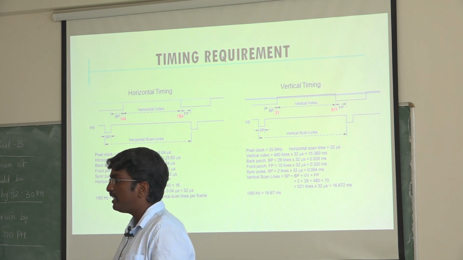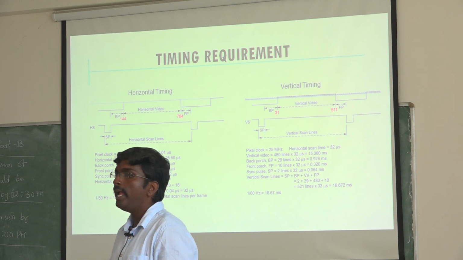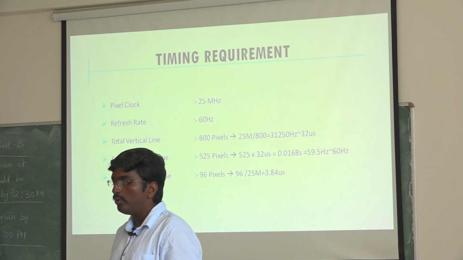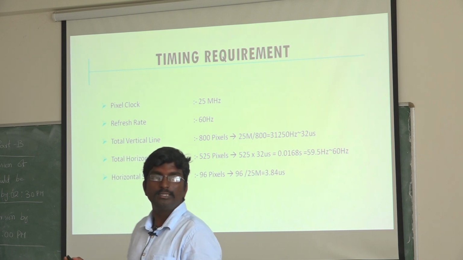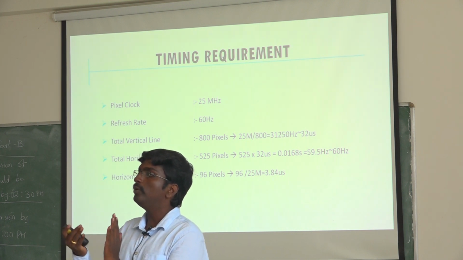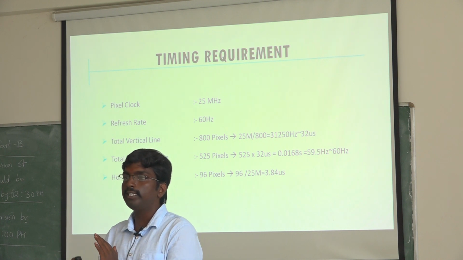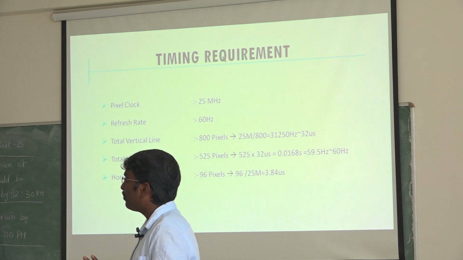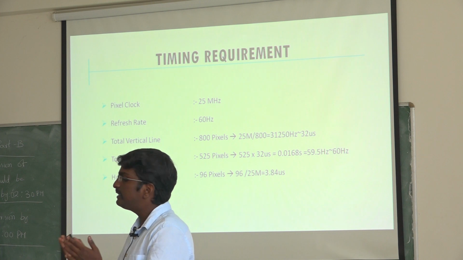A 60 Hz refresh rate means 60 frames per second, so per second I'm going to display 60 frames on the VGA monitor. How does this calculation happen? To calculate all these things, we need a minimum input, either a pixel clock or a refresh rate. If you know any one of these, then only can we calculate the timing properly. So for the predefined standards for VGA or HDMI or whatever, you just take it.